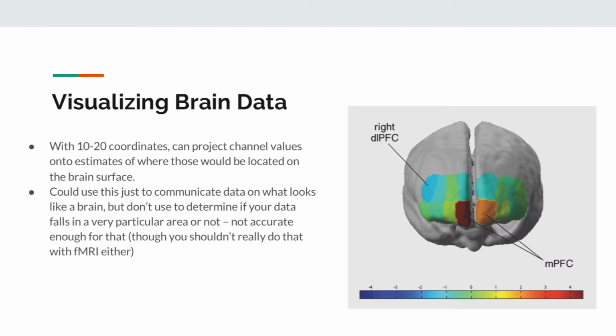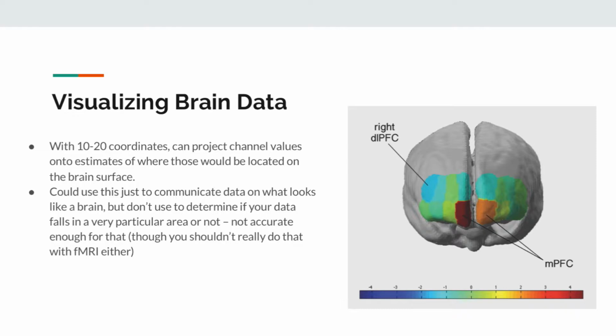If you have the 10-20 coordinates of your channels but nothing else, you can still project channel values onto an estimate of where those would be located on the brain surface. You could use this just to communicate data on what looks like a brain if you want to show a brain picture in your publication, but don't use this to determine if your data falls in a very particular area or not. This wouldn't be accurate enough for that, since you're guessing what is the most likely internal location of your external point.